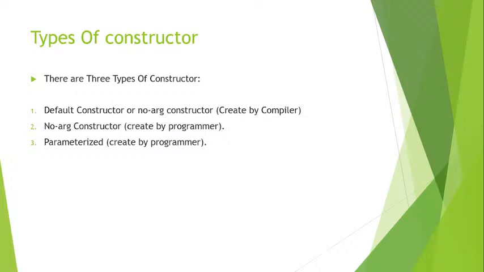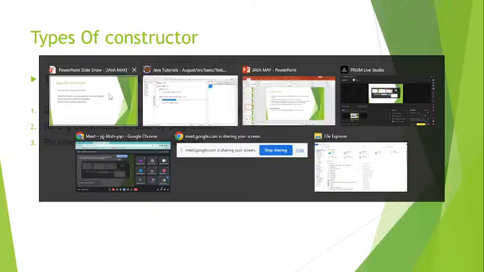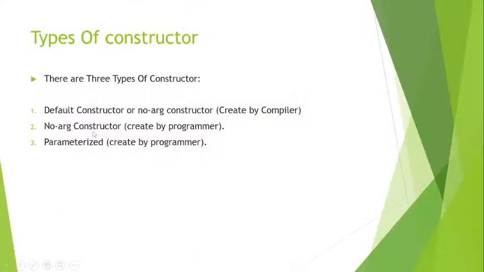So first one is the default constructor. We will see that after. First we will see the other two types: the no argument constructor and the parameterized constructor. After that, we will see the default constructor. Remember that the default constructor is created by the compiler, and the no argument constructor as well as the parameterized constructor are created by the programmer, meaning by ourselves. Firstly, we will try to create the first type, that is the no argument constructor.